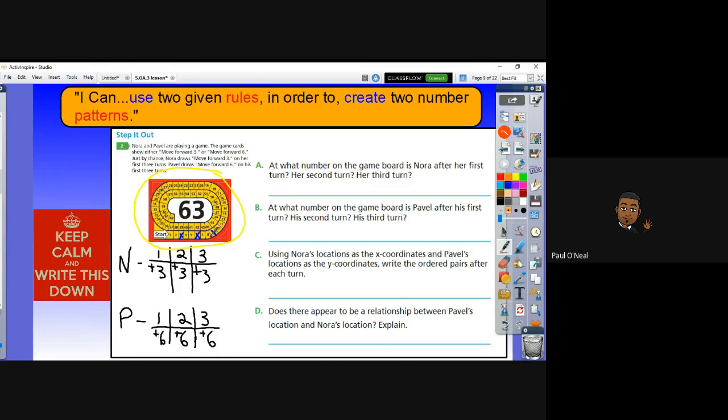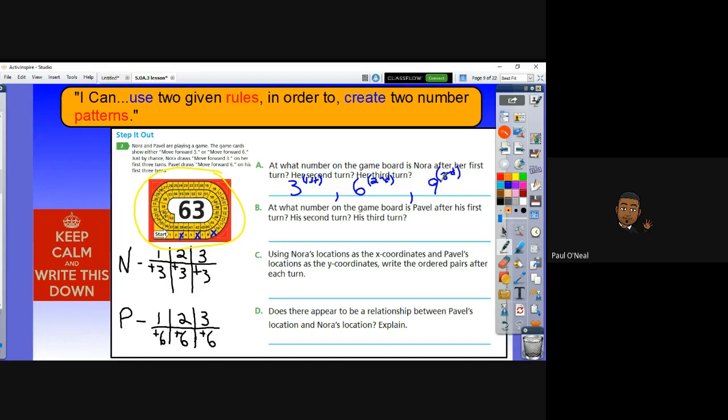So now let's write that on the line. It says, at what number on the game board is Nora after her first turn? So after her first turn, she's at number 3. So I'm going to write first, just so that way it makes sense. Okay, her second turn, she's at 6. And her third turn, she is at 9. Again, I'm just going to make a mark here. Okay, so we have her first 3 spaces that she is on the board within her first 3 turns.